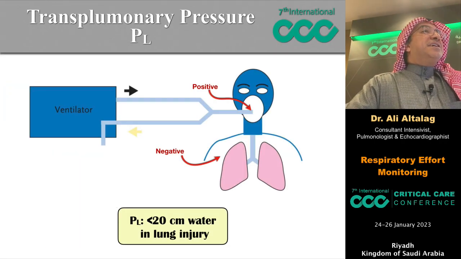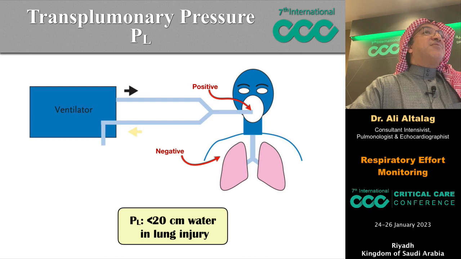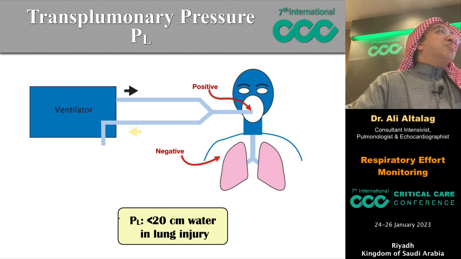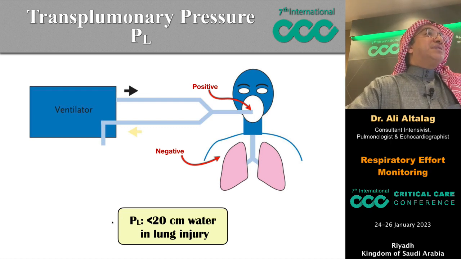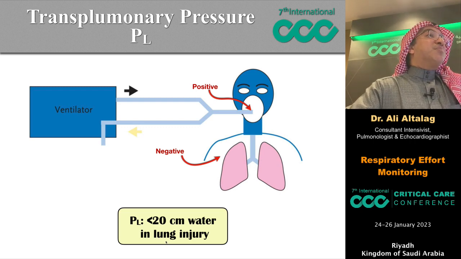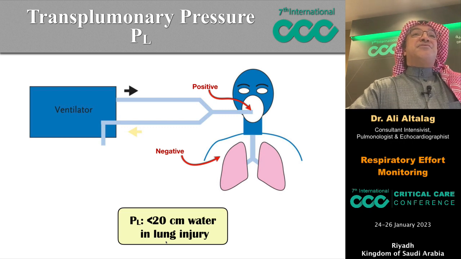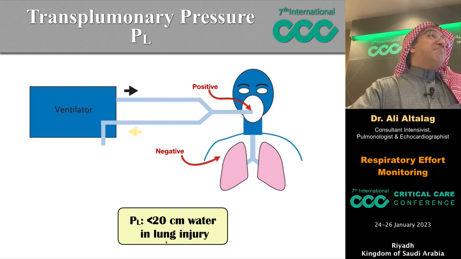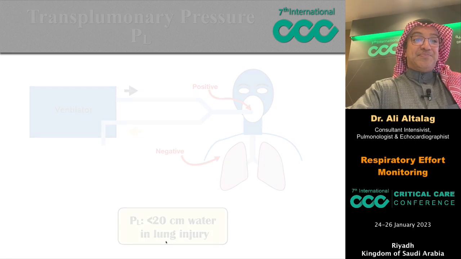So what is the transpulmonary pressure that is safe to our patients? No one knows, but a number of around 20 cm water is considered to be safe in patients with injured lung. So if your transpulmonary pressure is 30 or 35, then your patient is in trouble. You have to adjust the ventilator or the patient.